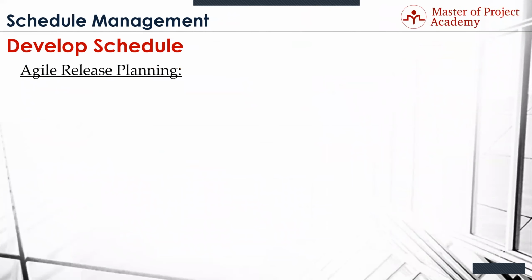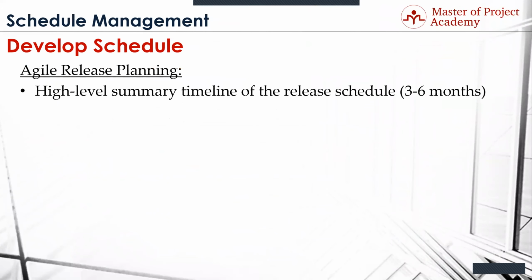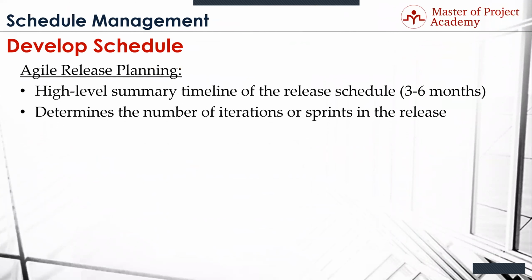All right. I talked a little bit about Agile just at a high level. In Agile, you do something called release planning, which basically you're looking at when you're going to finish each action, and you develop a high-level summary of when you're going to finish your sprints. And it's on a 3 to 6 month schedule. It determines the number of iterations and sprints you're going to have.